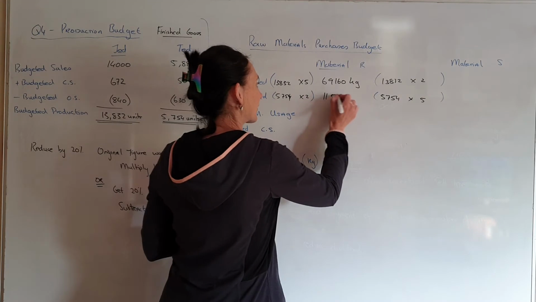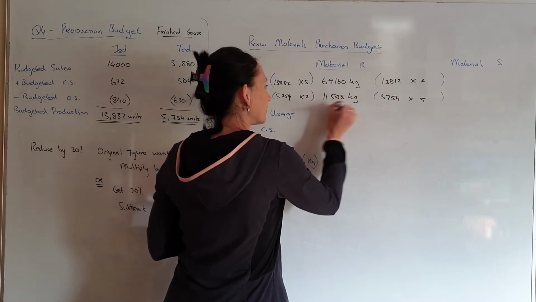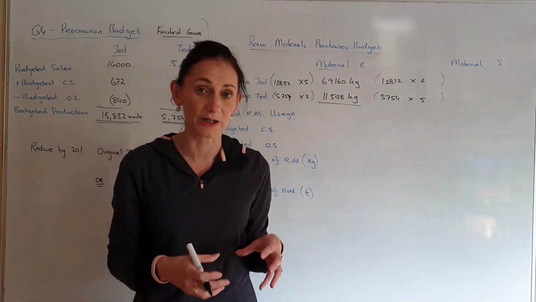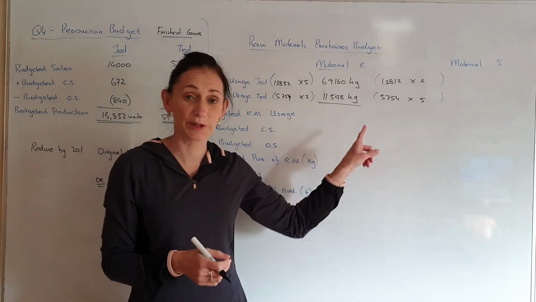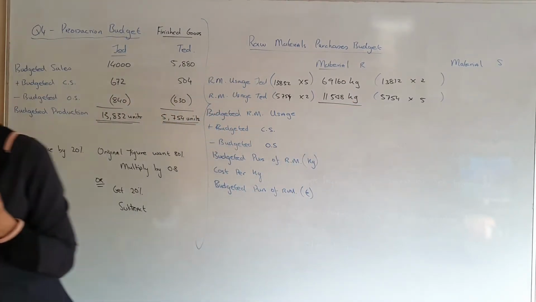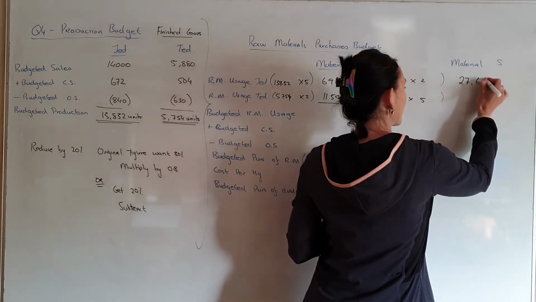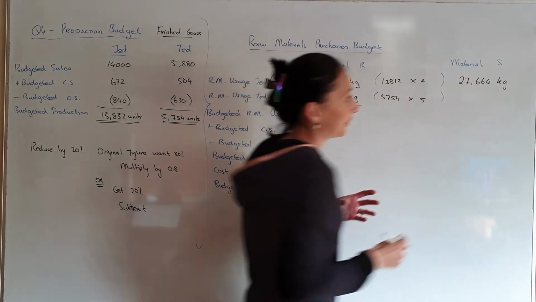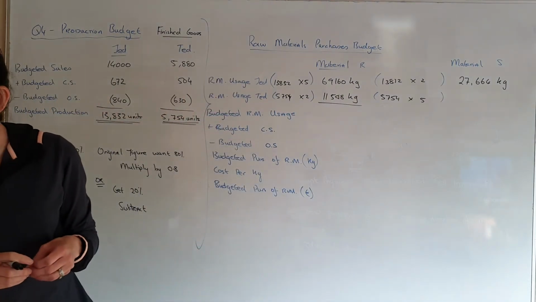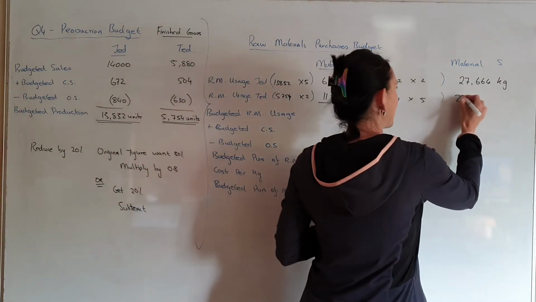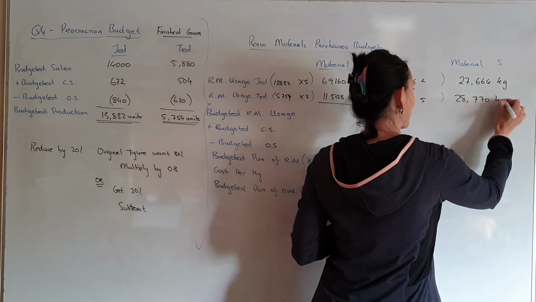11,508 kilograms. Now again, they don't expect the units to be written. You're not going to get marks for the units, but I just think it's a handy thing to put in so you just remember what you're doing here. For S, 27,664. And maybe when you get more familiar with these questions, you could drop the units. And this is 28,770 kilograms.